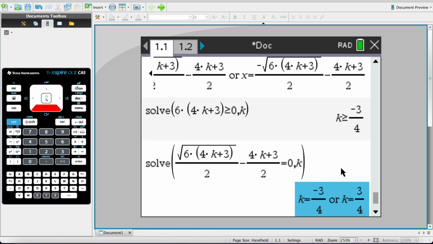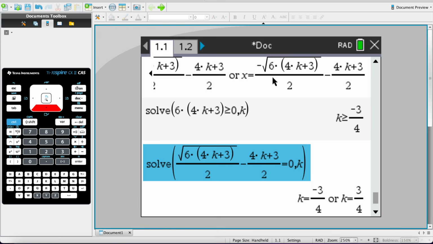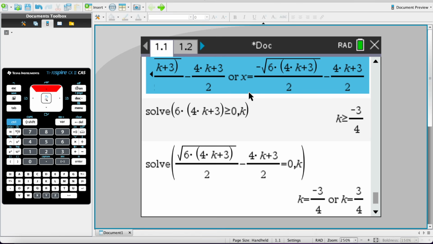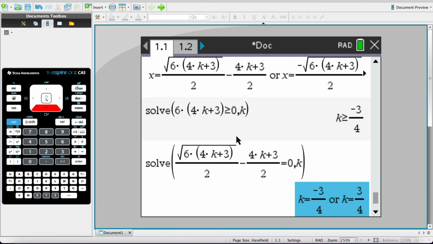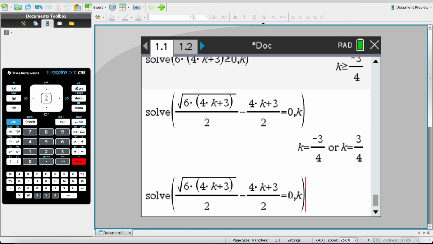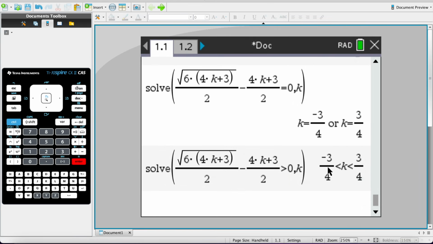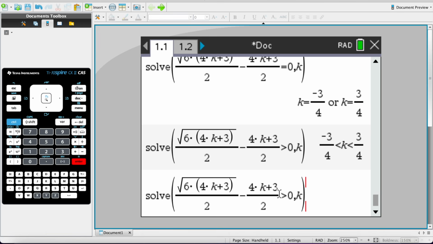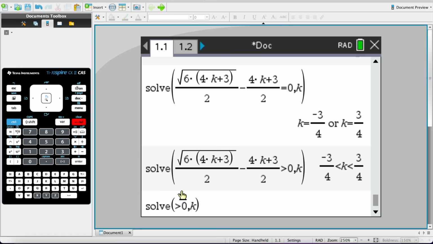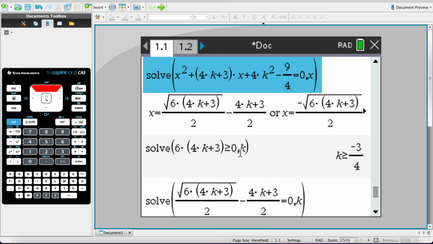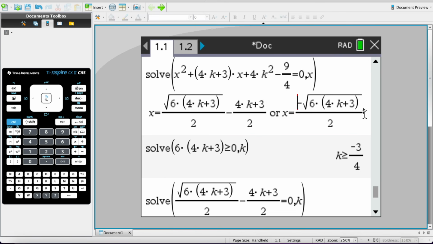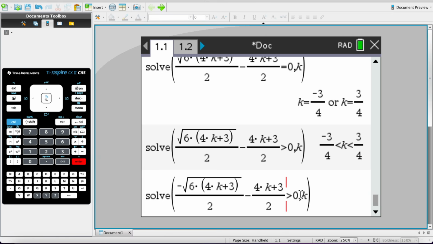And let's see what happens when we want this one to be greater than 0. And we've already got -3/4 and 3/4. Let's try the other one to be negative now. So we need this one to be positive and the other one to be negative.